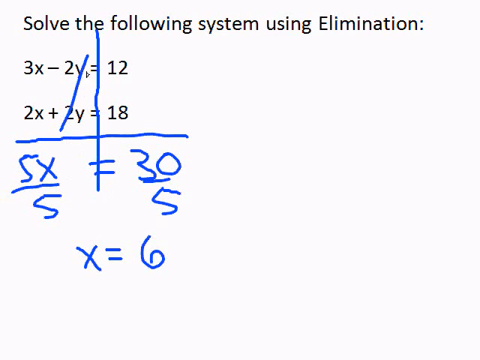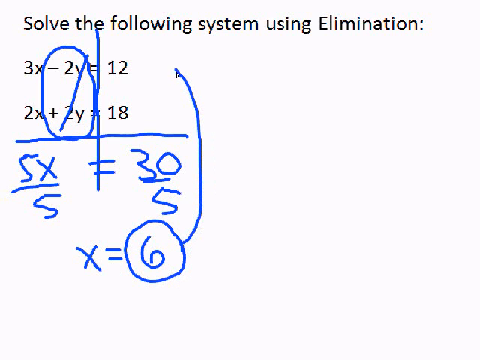The reason this worked out so nicely is our y terms canceled each other out or were eliminated. That's why they call this using elimination, because when we add our two equations together, one of the variables should be gotten rid of or should be eliminated. Well, now that we have the value of x, we can solve for the value of y just like we did in substitution by substituting that value of x back into one of the equations.